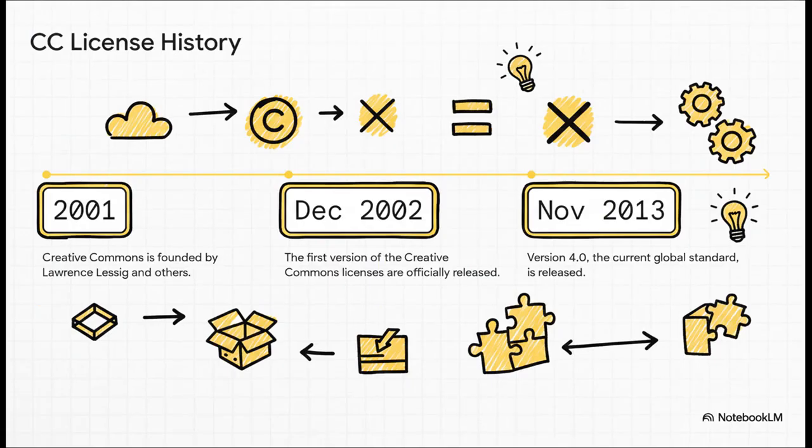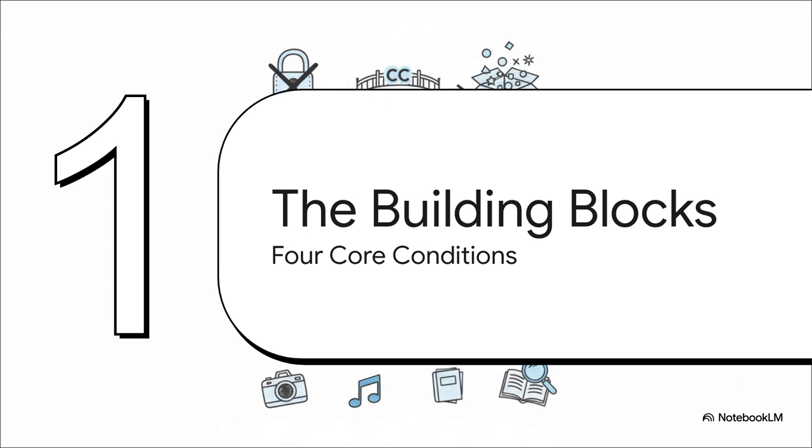So the first batch of licenses dropped back in 2002. Over the next decade, they tweaked them, adapted them for different laws around the world, until finally, in 2013, we got version 4.0. And that became the universal standard, a common language for sharing that works everywhere, from Tokyo to Toronto. So, how does this whole system actually work? It's honestly brilliant and way simpler than you'd think.